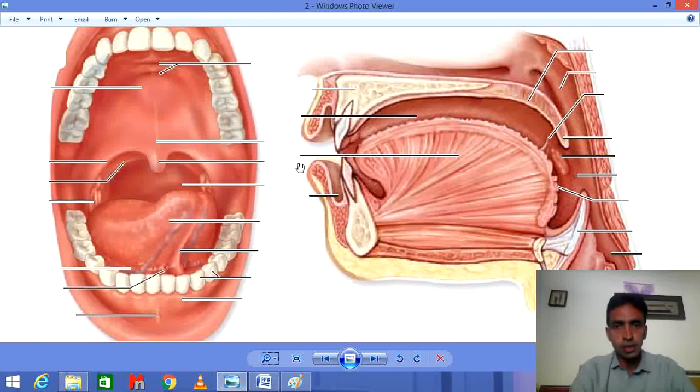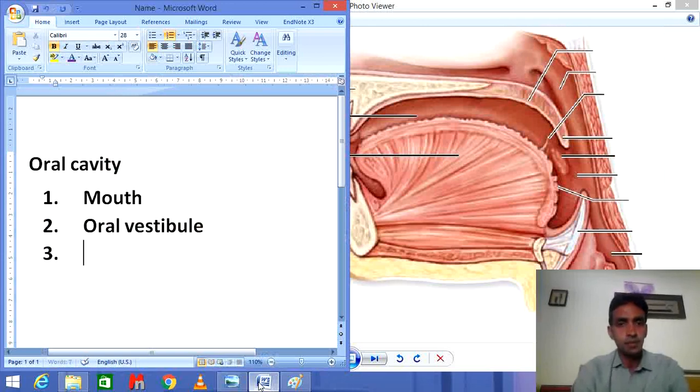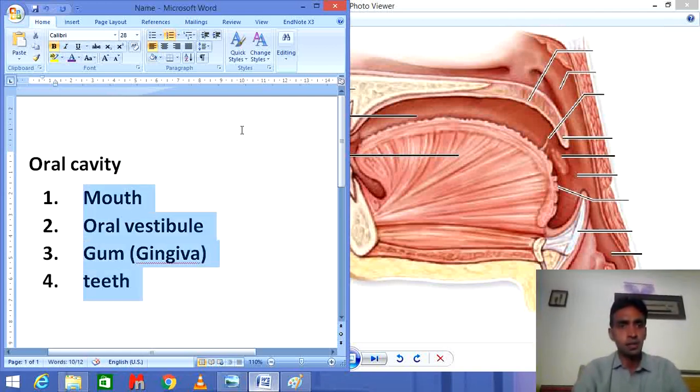So first of all, the food is ingested into the mouth, then it goes into the vestibule, and then goes between the teeth. Now various types of teeth are there. First of all, this is gum. This area of the oral cavity is called gum, or you can also call it gingiva. Then a number of teeth are there.